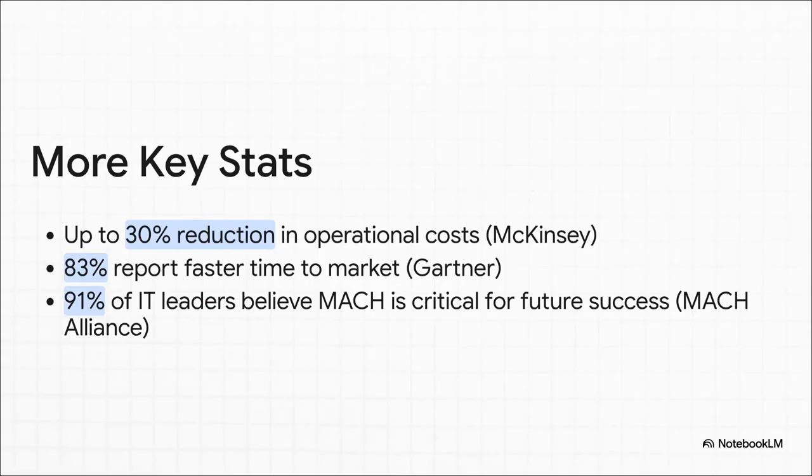And the stats just keep rolling in. McKinsey found that companies can slash their operational costs by up to 30%. Gartner reports that 83% are getting new products and features out the door faster. And maybe the most telling stat of all, 91% of IT leaders say that MACH is absolutely critical for their company's future success. The numbers really do speak for themselves here.